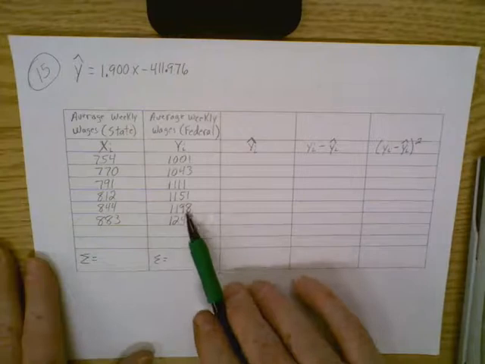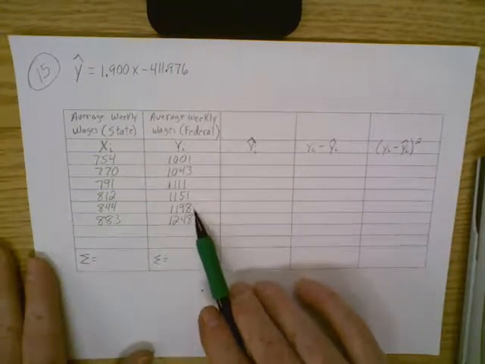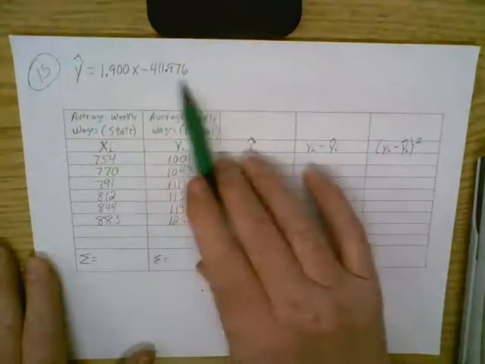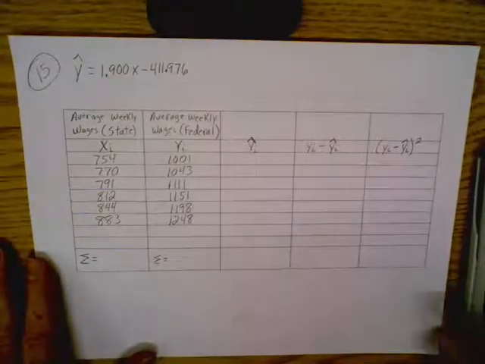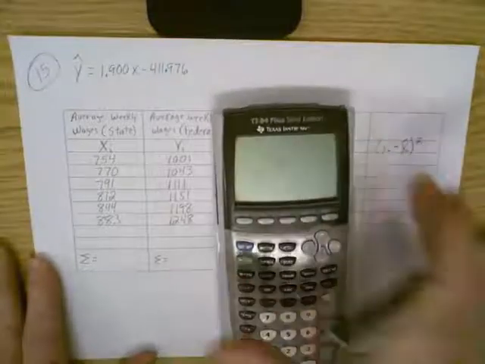I've already set up this chart for number 15. They gave us the regression equation, so we have that there. And we're looking for the standard error. The other thing that we're going to do is we're going to find R and everything.